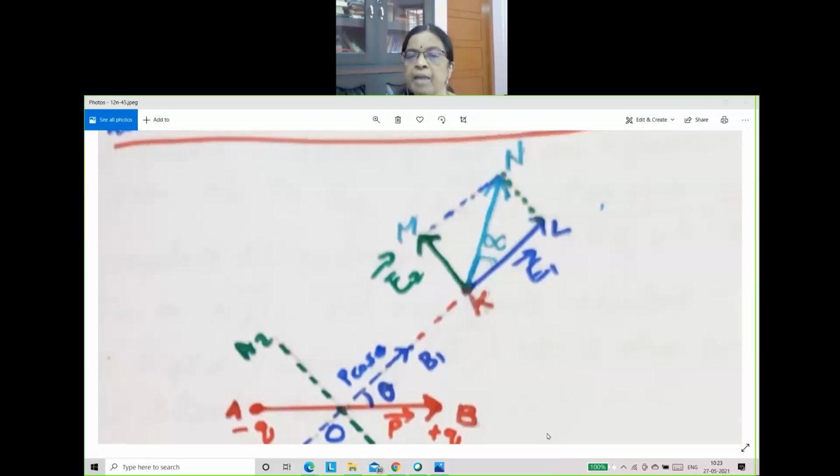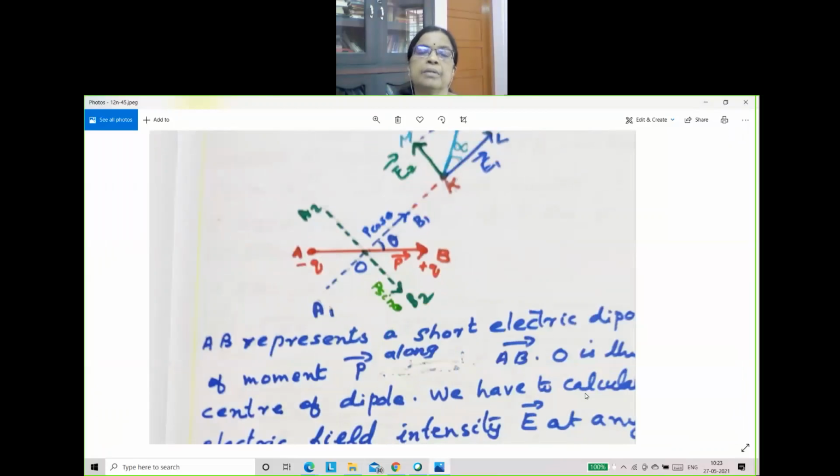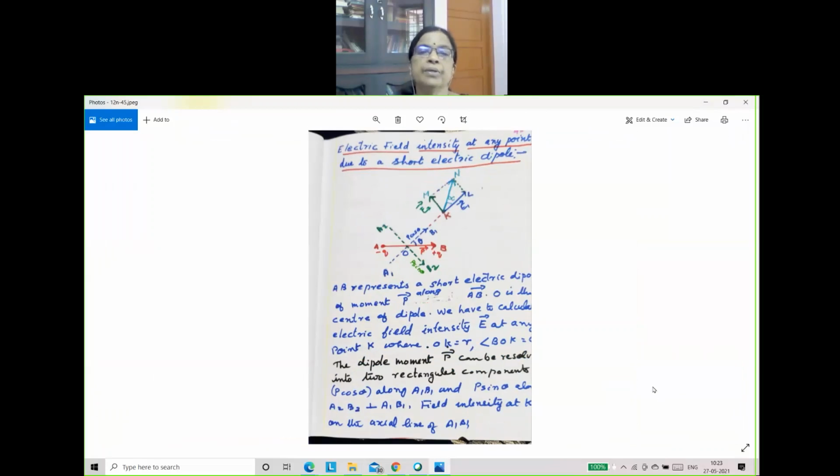E is equal to the modulus of vector E, which is equal to the square root of E1 square plus E2 square. The third term is not there because it is cos 90. The angle between E2 and E1 is 90 degree, so the 2 E1 E2 cos 90 term becomes 0. So only which terms are there? Root of E1 square plus E2 square. Only those two terms are there. Okay.